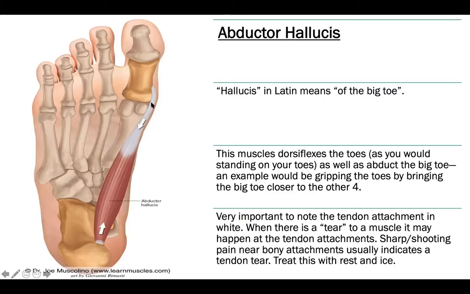If you are experiencing any sharp or shooting pain, it's most likely a tendon tear. That will happen around the big toe or around the heel, and that's how you can identify it as a tendon tear.